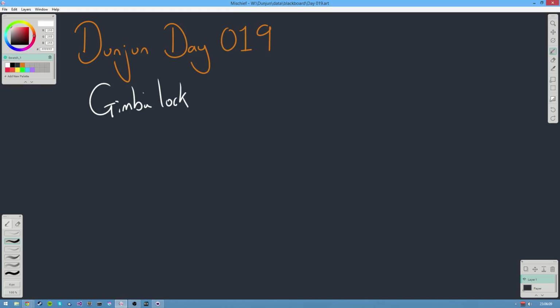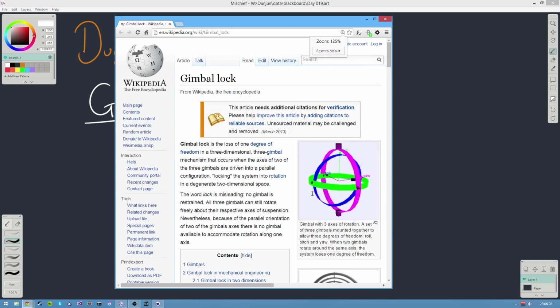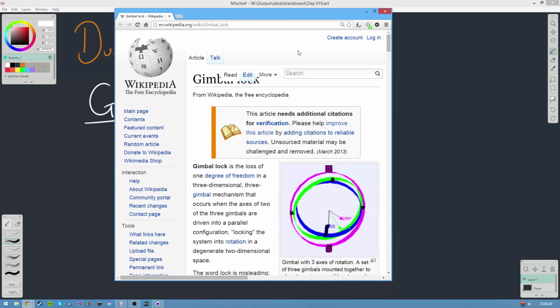Gimbal lock is what happens when you lose a degree of freedom. Now this may sound a bit confusing, but the best way is actually just to show you the Wikipedia article. So this is the Wikipedia article here, and I'll make it a bit bigger, about like so.